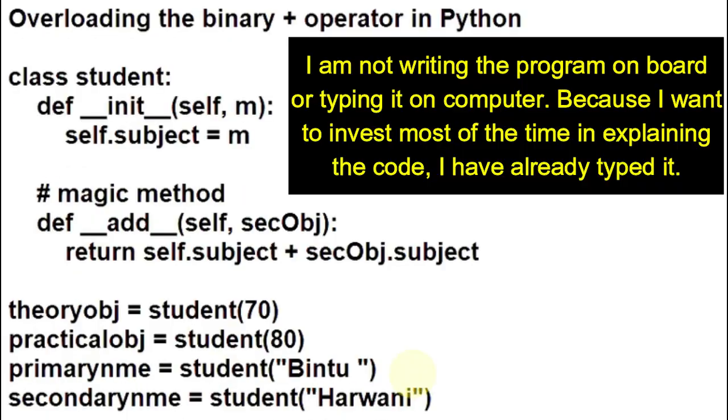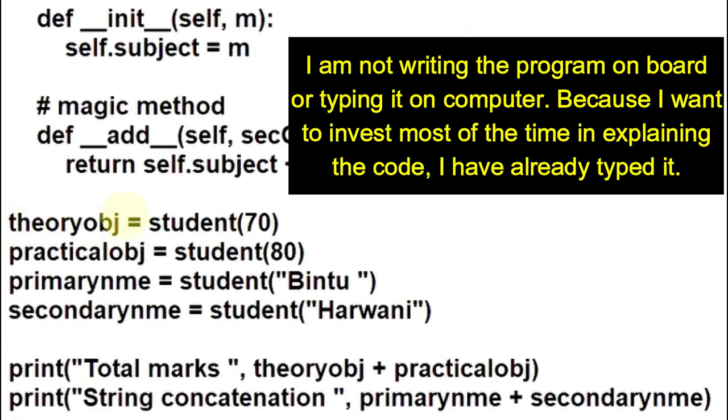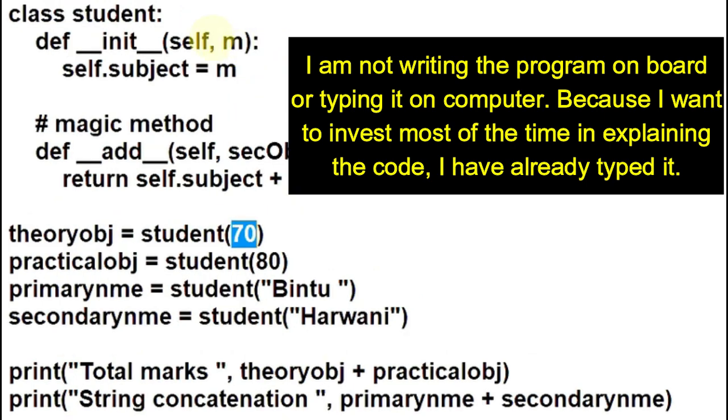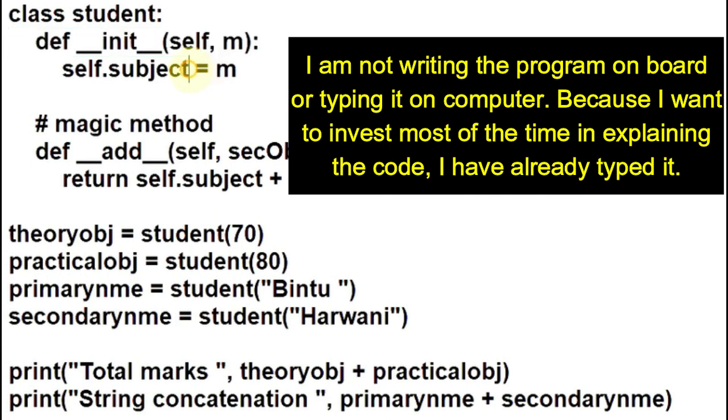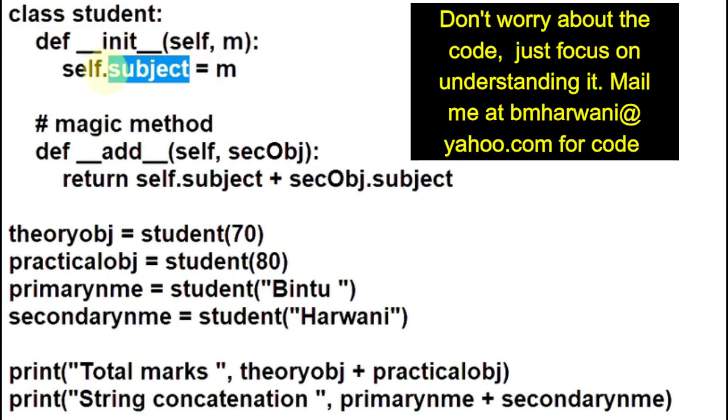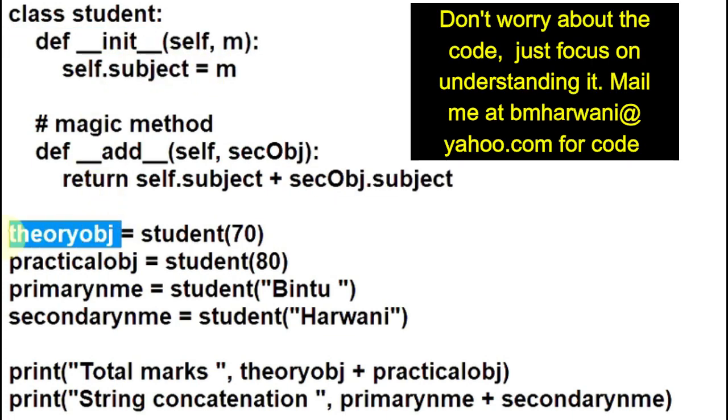In this program, I'll explain how to overload a plus operator, that is the binary plus operator. We'll start from the main function. You are making an object theory obj of the student class. On seeing the value 70, the Python compiler will realize that there has to be a parameterized constructor. So the control will jump over here. This is the parameterized constructor of the student class. The 70 will be assigned to the m parameter, marks, and from the m parameter, the value will be assigned to the subject instance attribute of the object theory obj.